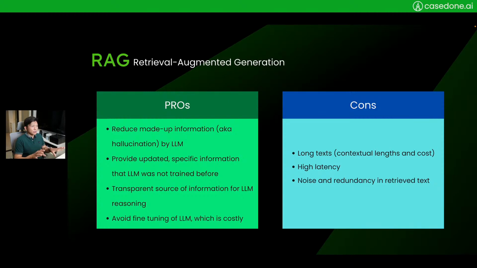So before we finish, I want to touch upon the pros and cons of the RAG technique. On the pro side, RAG reduces made-up information or hallucination by the LLM, because you explicitly provide the context and you ask the LLM to answer within that context only. And because you can provide the context, the LLM can have more updated information or specific information that the LLM hasn't seen during its training, such as your proprietary document and so on.